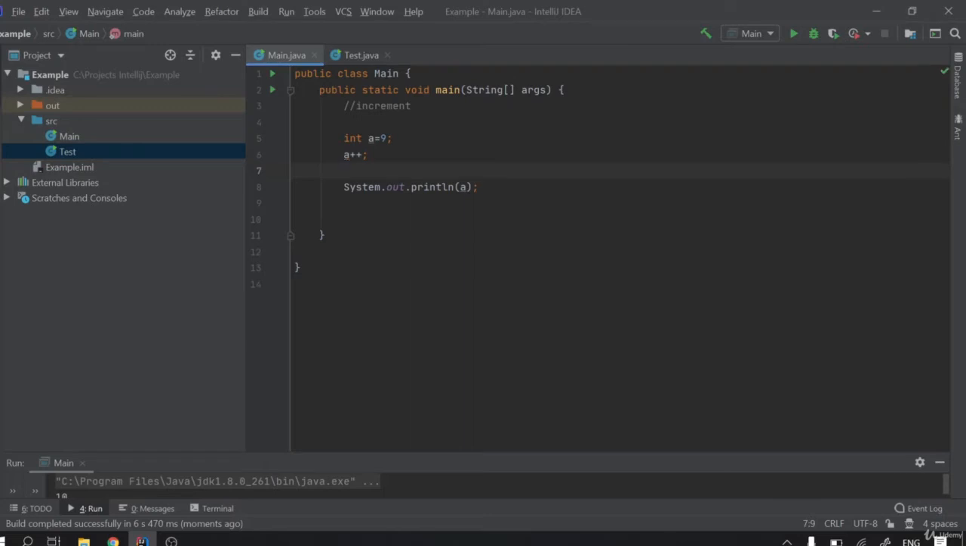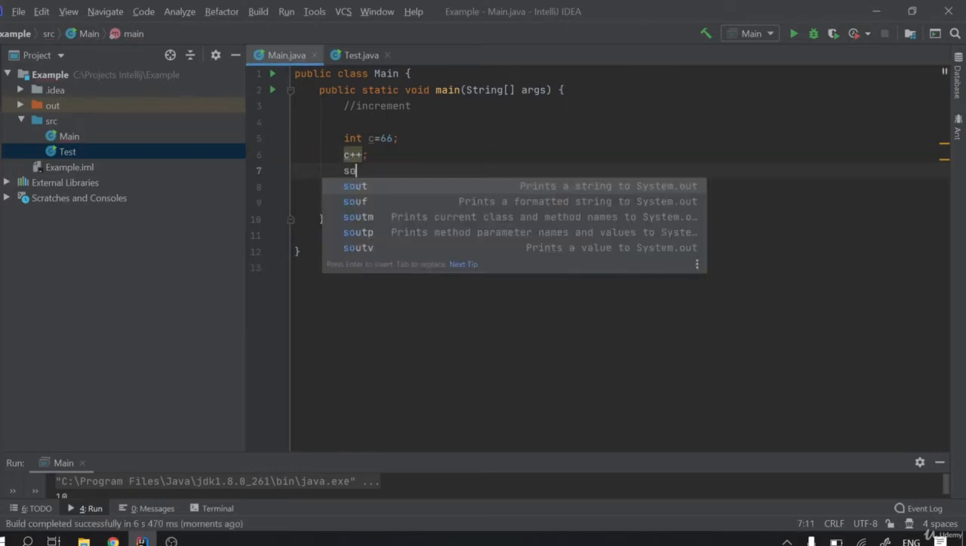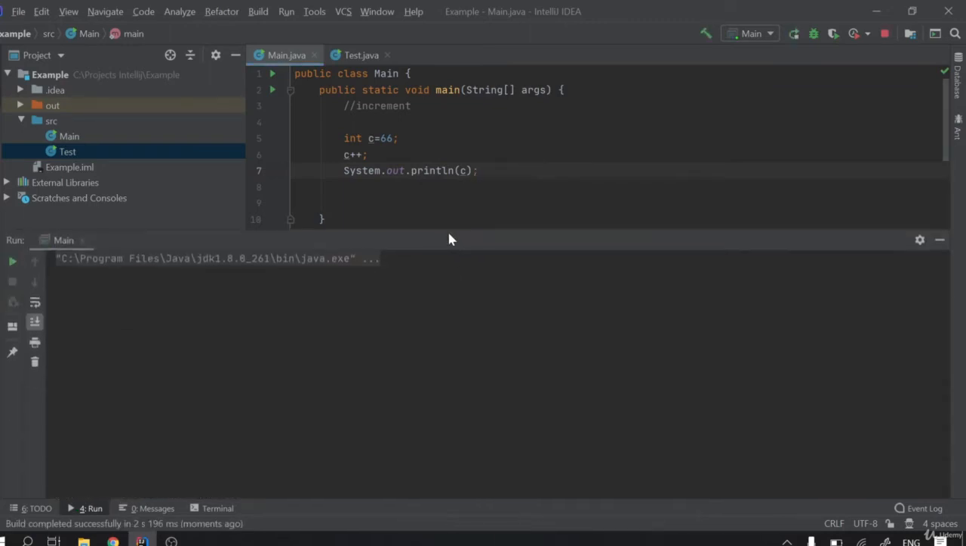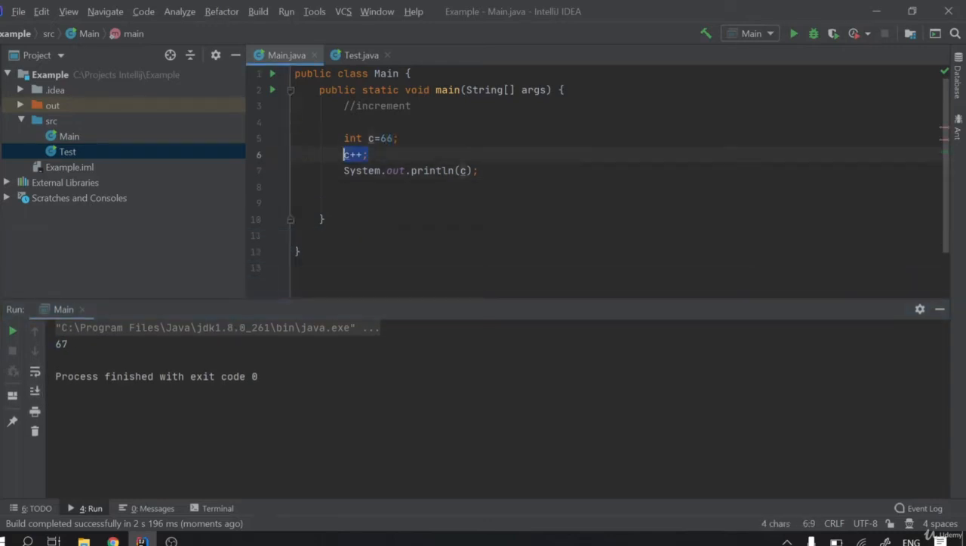Let's do this again. I'm going to write integer c equals 66, and let's do this again, c plus plus. C++ is also a programming language, by the way, if you have heard about it. Let's print c and run this. It was 66, it became 67 because we did increment.